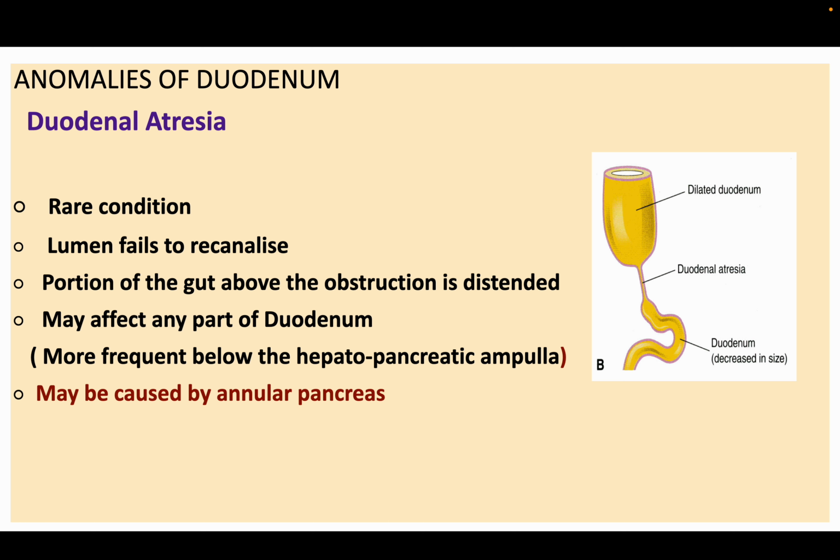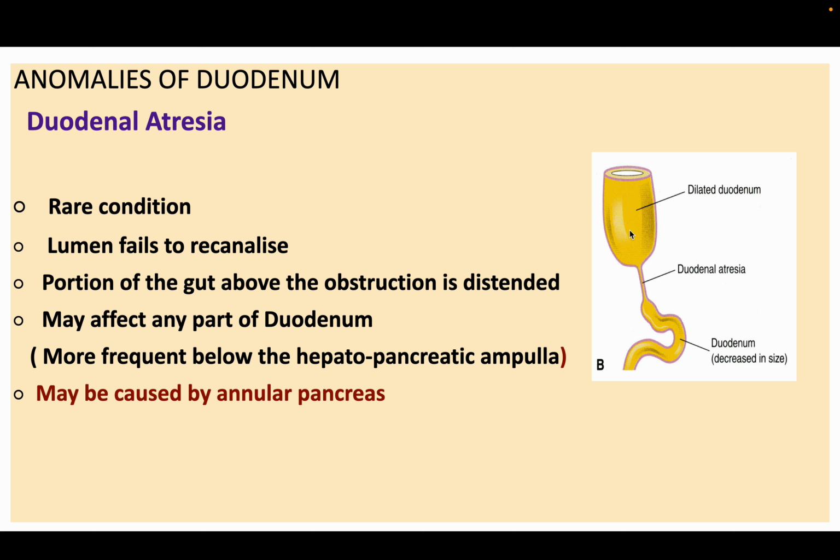Now as we have discussed the development of the duodenum, coming to the anomalies of the duodenum. The anomaly related with the duodenum is duodenal atresia. It is a rare condition in which the lumen fails to recanalize. The portion of the gut above the obstruction is distended. If this is the level of obstruction, you can see the dilated duodenum.